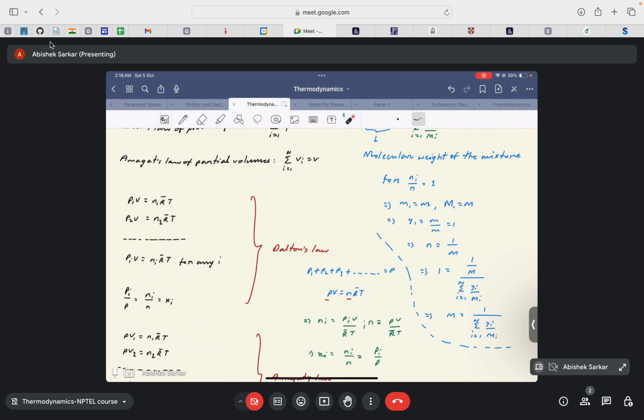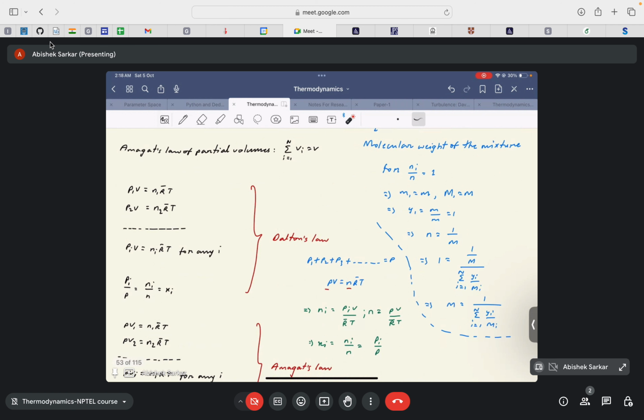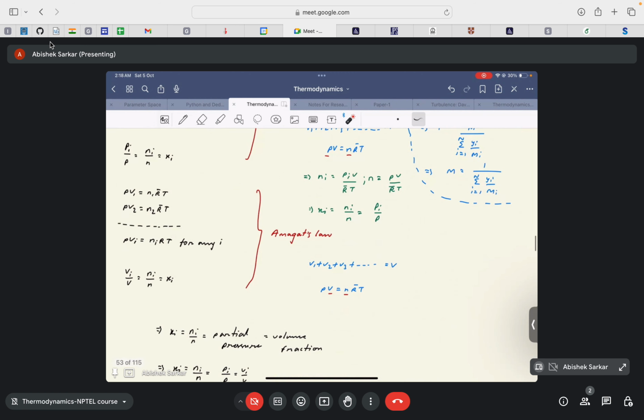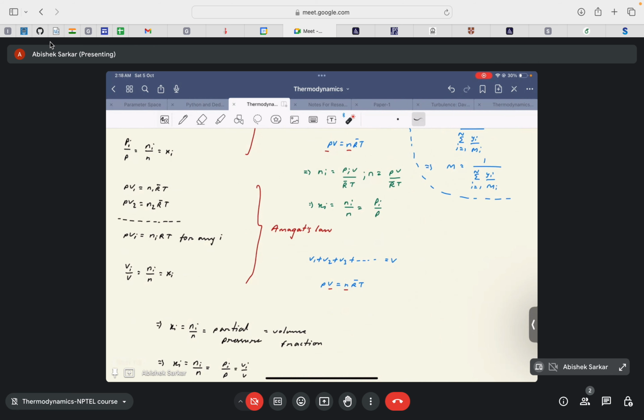Now from this equation, I can write Ni is equal to Pi V over R bar T, and from this equation I can write N is equal to PV over R bar T. Now we know that xi is equal to ni by n. This is the very definition of mole fraction. If we substitute the values of ni and n, we will get that xi is equal to pi over p. Similar analogies can be used to derive Amagat's law of partial volumes. From that you will get the same relation. You need to use the ideal gas law for Amagat's law.